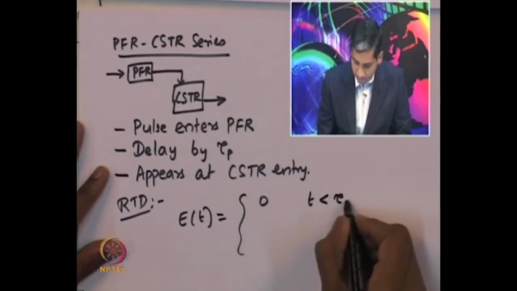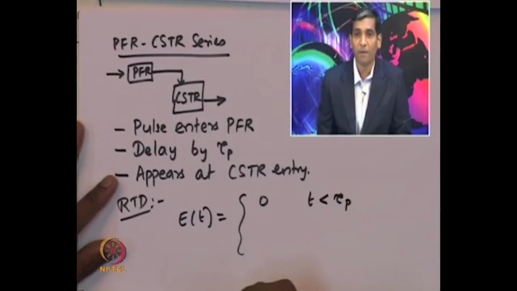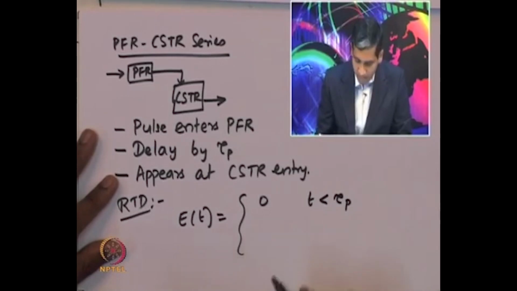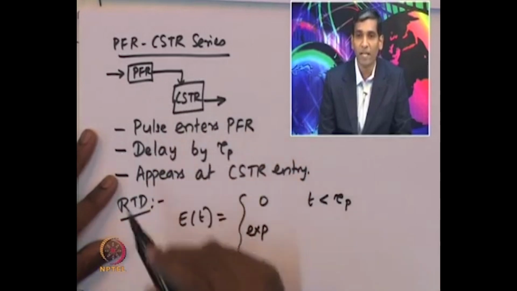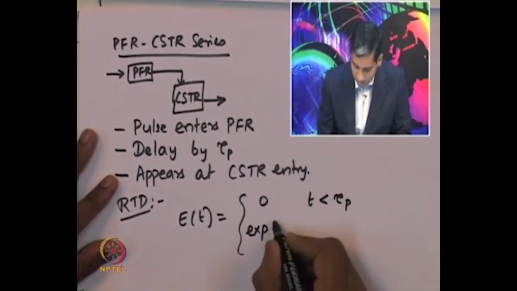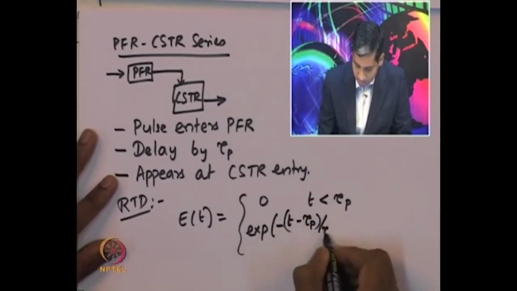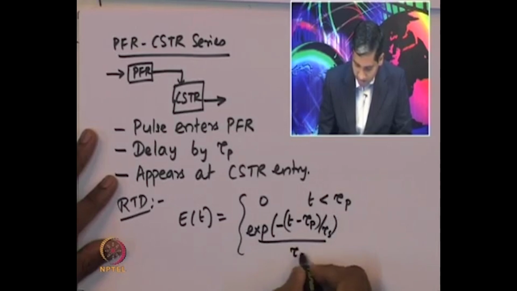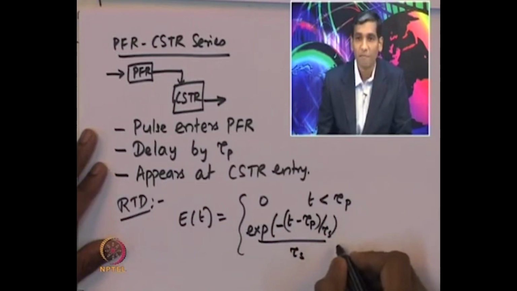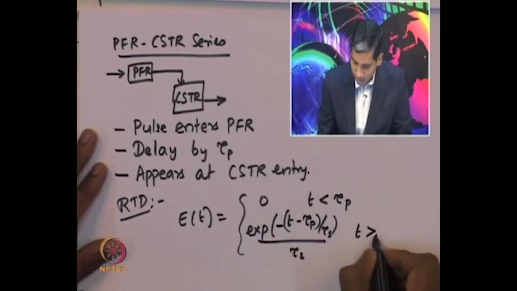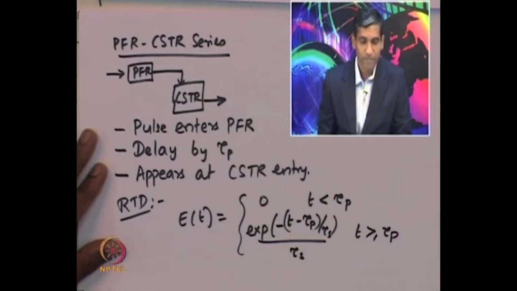the space time of the plug flow reactor is reached, and after that it will be controlled by the residence time of the CSTR. So, therefore, the residence time function will be e to the power minus (t minus tau p) divided by tau s, where tau s is the space time of the CSTR, and this is for t greater than or equal to tau p.